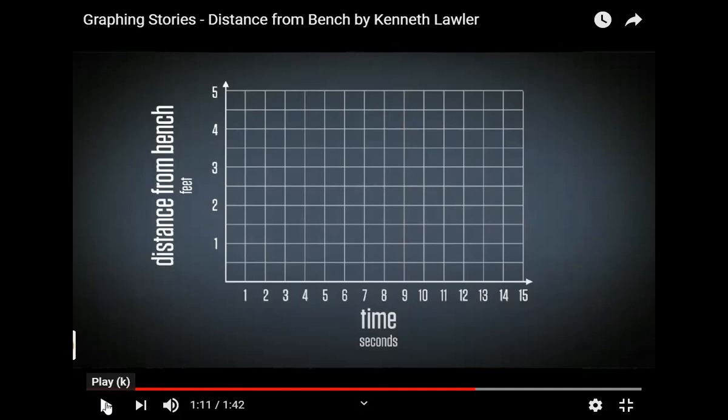You do not need to erase your graph to make it look like theirs, okay? It's okay for yours to look a little different. We just should all have the same general shape, that sort of oscillating up and down shape.